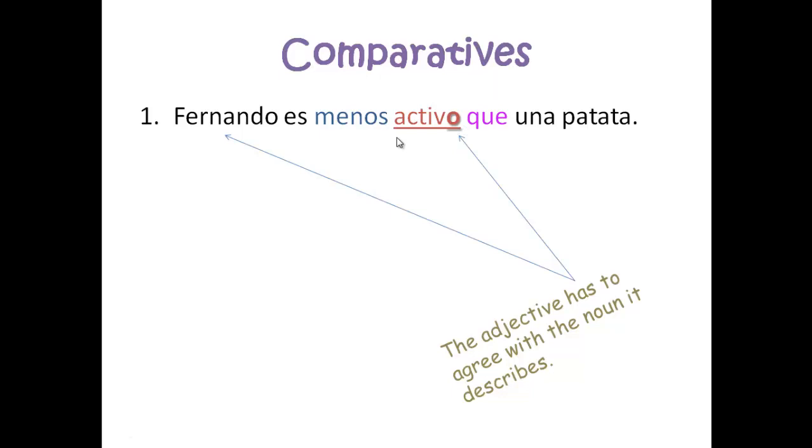If not, pause the video here and write that down as an example, because that should be real clear, and if it's not, don't worry, just write it down. And this que means than, una patata, a potato. So we've got menos, adjective, que, less active than. So Fernando is less active than a potato. Have a little test, see if you can have a go at how you'd say Fernando is less intelligent than a potato, to see if you can get the whole idea of putting the construction together.